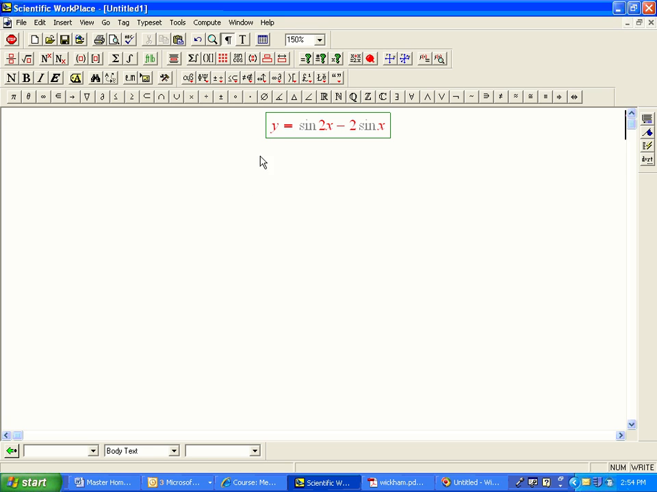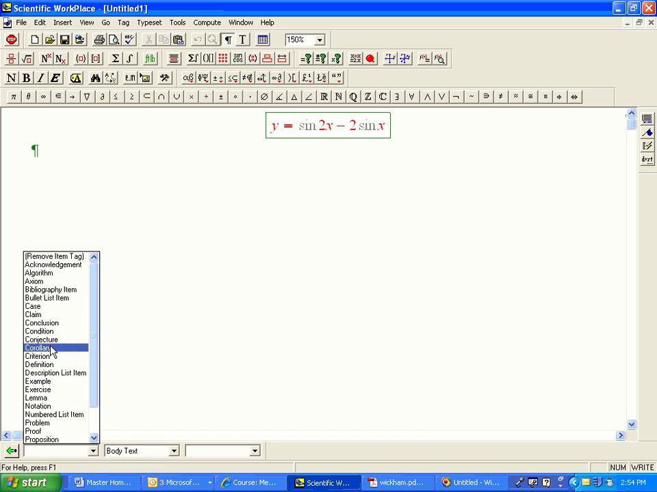Let's look at graphing this function from scratch by hand using calculus. So some of the things we look for are, put some bullet points in here.